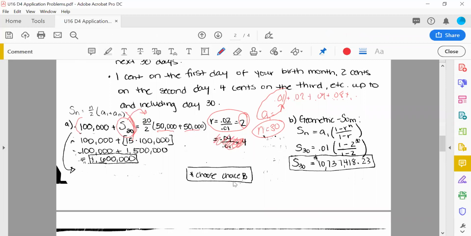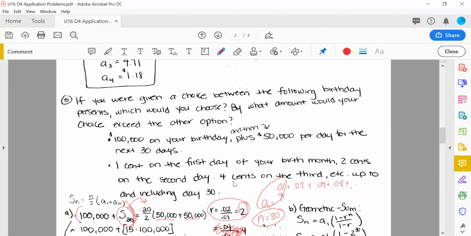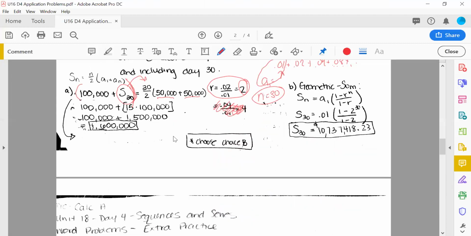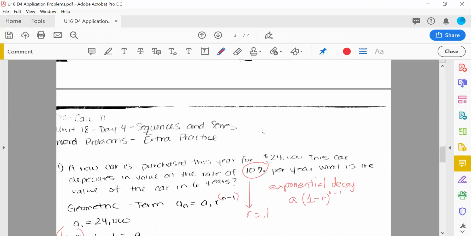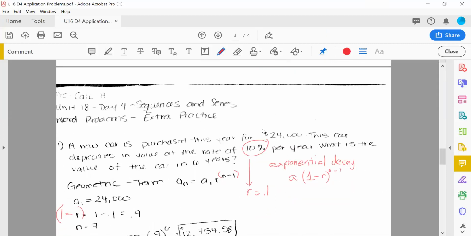Mrs. Middleton didn't even follow her own directions to the T. She said, by what amount would your choice exceed the other option? So the last thing you'd have to do is just take this 10,700,000 minus 1,600,000 and you'd get the difference. But hopefully you understand the difference between these two. This is a lump number plus an arithmetic sum, and this is just a straight up geometric sum.